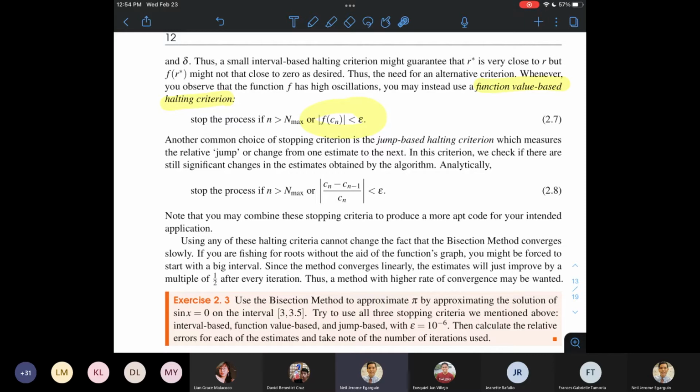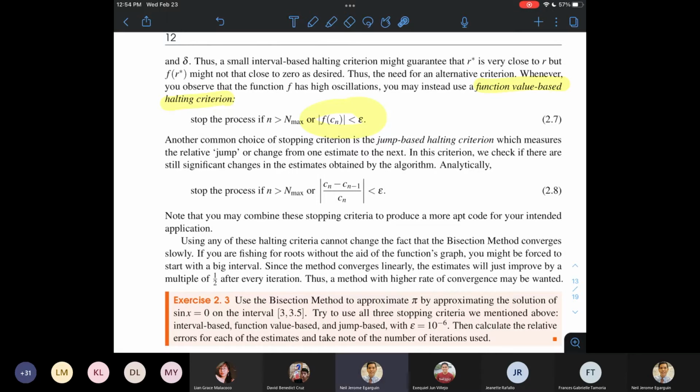In some cases, you can use combinations of these. Galingan nyo lang yung paggamit ng connectives OR and AND dun sa program nyo. Then you can build a perfect bisection method for a given scenario. Okay?